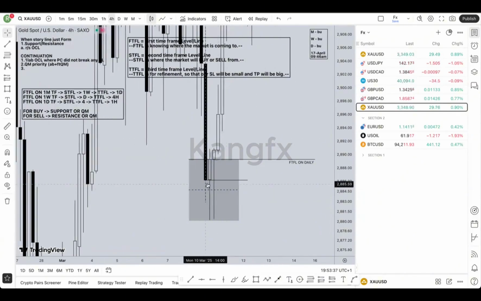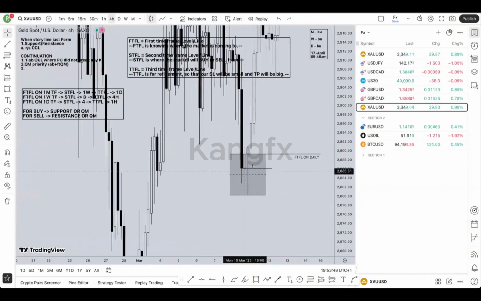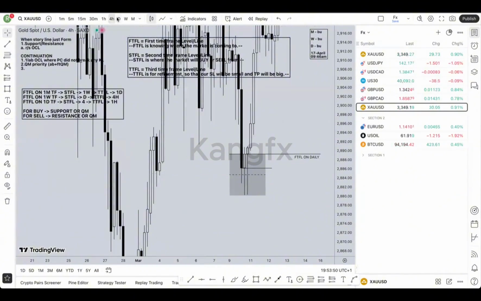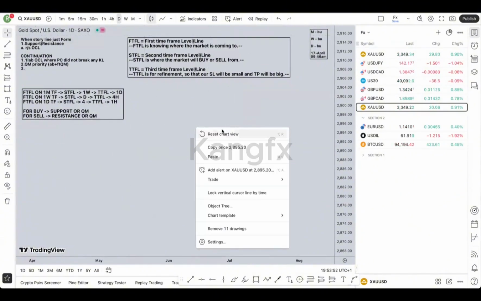But most times when my STFL is not fresh, I leave it. Then wait for confirmation. I'm going to teach you about confirmation later in the class. So this is how we mark it for support. Let's go to resistance. We've not seen QM yet. You're going to see QM.